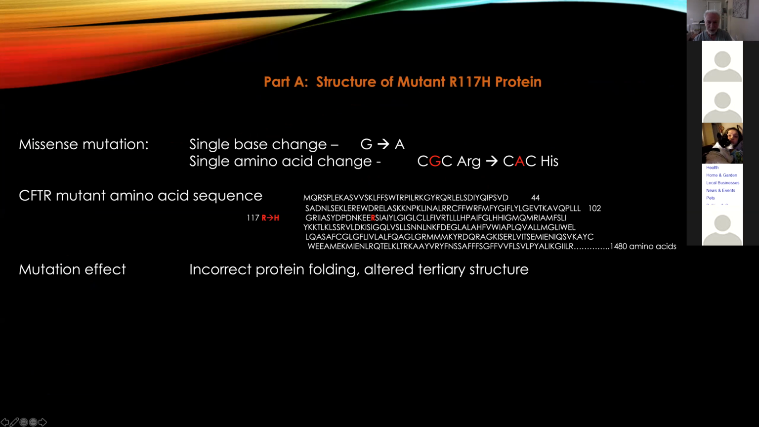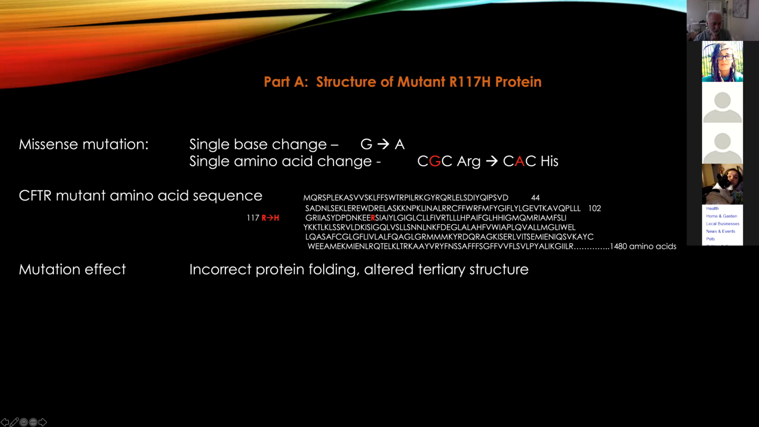So what is the structure of my mutant? Well, it's a missense mutation, which means that there's a single base change from G to A. And this causes a single amino acid change from CGC, which is arginine, to CAC, which is histidine. And here you have a partial amino acid sequence indicated by one-letter symbols of the CFTR protein. And this red R here is the arginine that is changed to a histidine in the mutant.